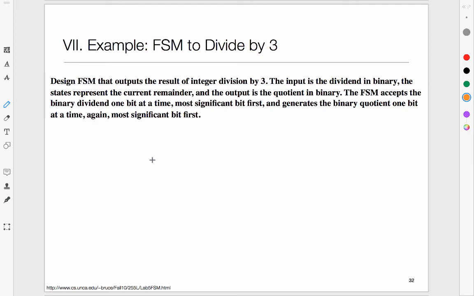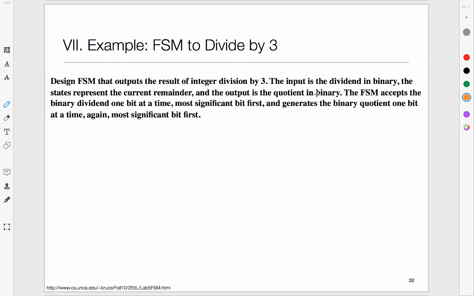The FSM accepts the binary dividend one bit at a time, most significant bit first, and generates the binary quotient one bit at a time, again most significant bit first. What's happening here is that I have a box to which I'm feeding the dividend. The divisor is 3, so like x by 3, I'm feeding x. X has an arbitrary number of bits. I'm feeding x one bit at a time, most significant bit first, and then the rest of the bits follow. But I haven't told you how many bits it has. We have an arbitrary number of bits.